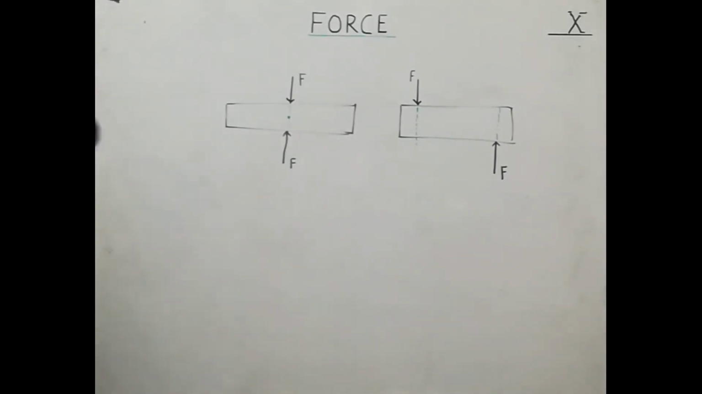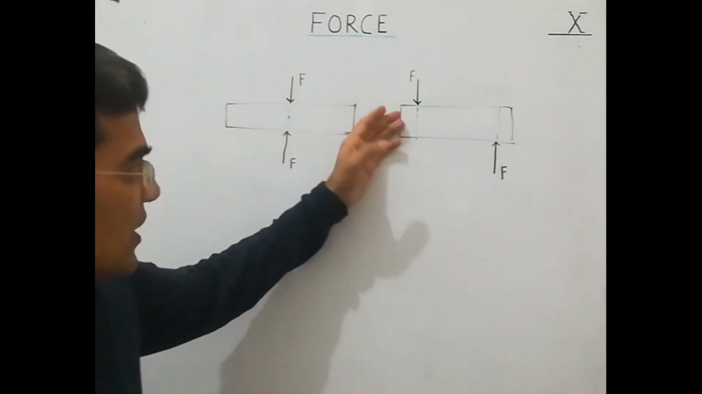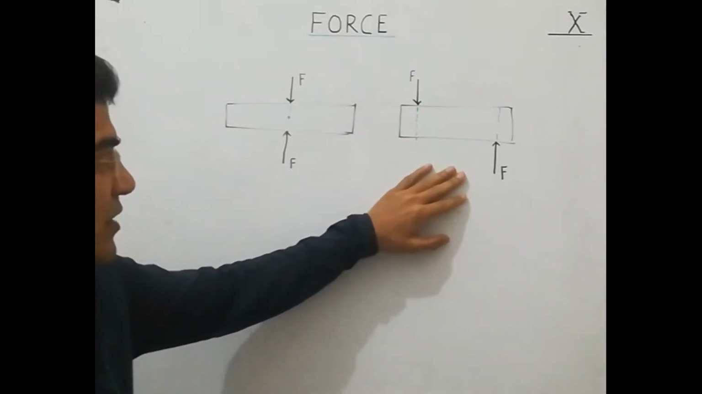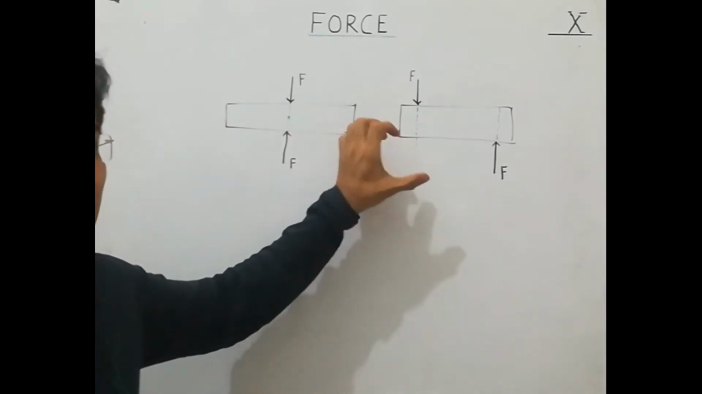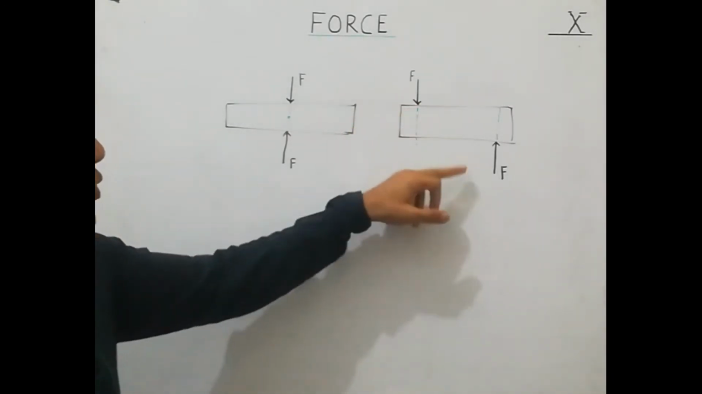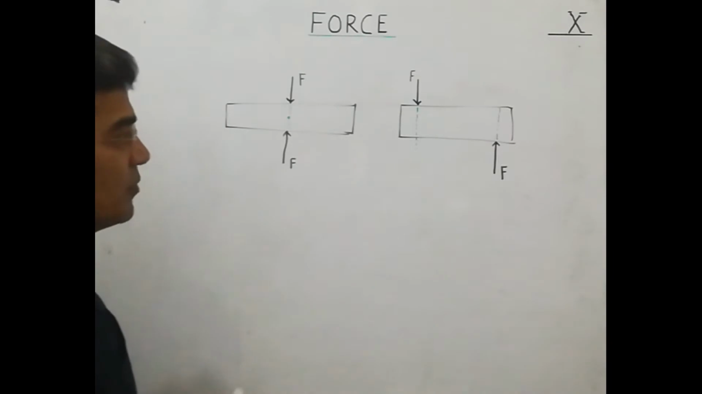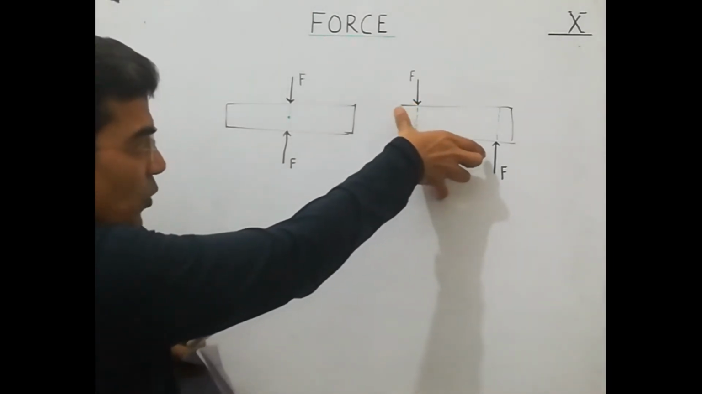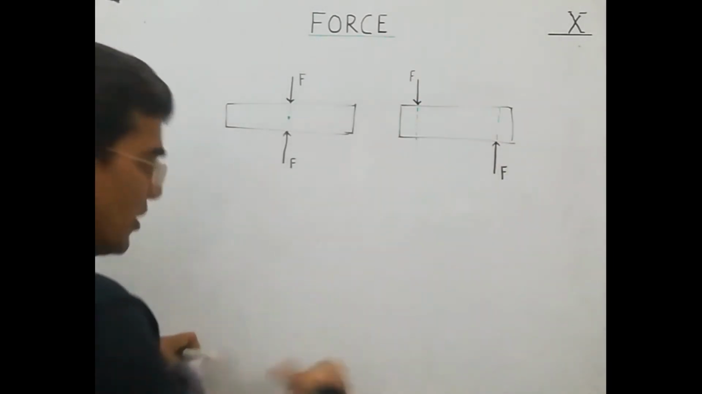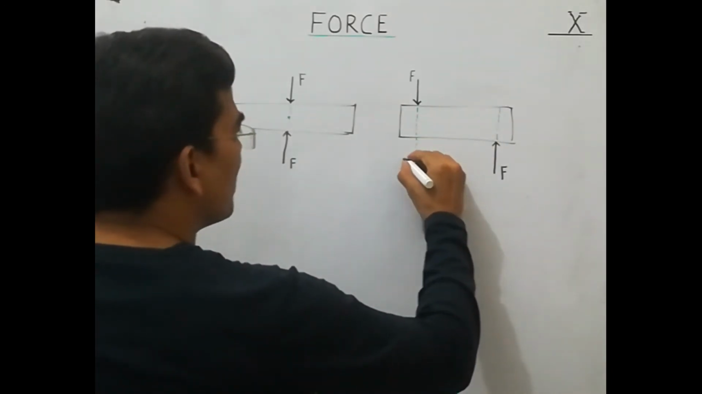So whenever two forces, equal opposite forces but not having the same line of action, act on a body, we say that they form a couple. So here we can say that these two forces are forming a couple. Now when this couple will act on the body, then this couple will rotate the body. Now here, after application of the force, you will find this body like this.